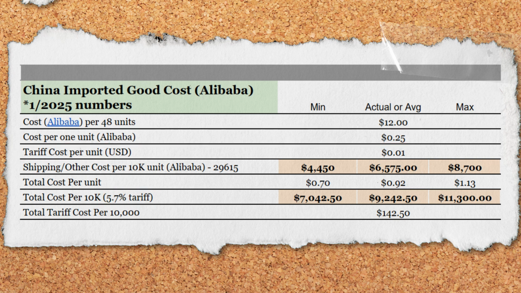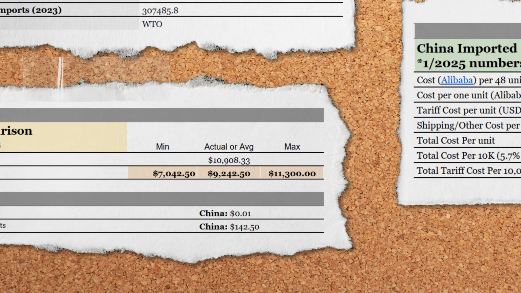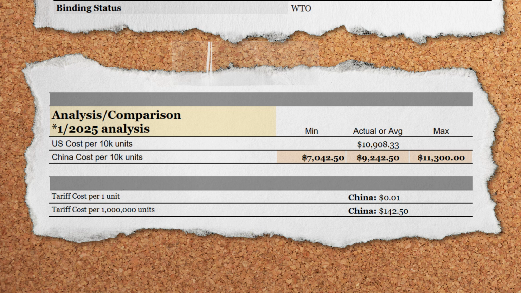As you can see, when ordering 10,000 units, this represents an additional cost of $142.50 in tariffs, which then has to be added to other costs, which is around $6,575, making the total cost $9,242.50. Since you understand the variability in shipping and other costs related to importing products from China to the US, you decide to look at a minimum estimate, an actual or median estimate, and a maximum estimate. The total costs are shown here.